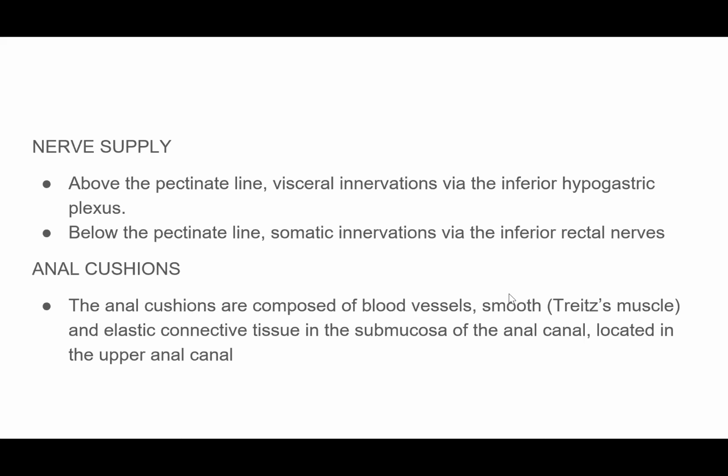With regards to nervous supply, above the pectinate line, it's a visceral innervation via the inferior hypogastric nerve, while below the pectinate line is somatic innervation via the inferior rectal nerve, where it's sensitive to touch, pain, and temperature. Thus, lesions below the pectinate line are notably painful, while those above the pectinate line are notably painless. So, importantly, are anal cushions.